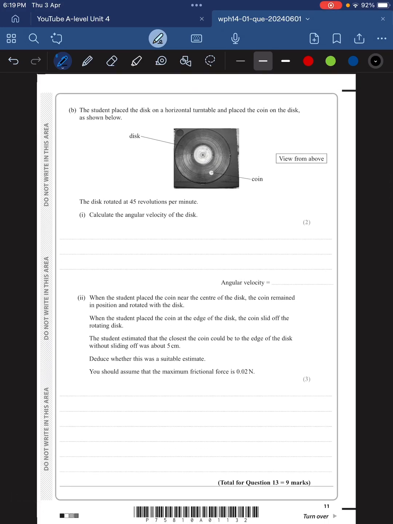Part B. The student placed the disk on a horizontal turntable and placed the coin on the disk, as shown below. The disk rotated at 45 revolutions per minute. Calculate the angular velocity of the disk. So we have 45 revs per minute, okay? So omega is 2 pi times the frequency. So 2 pi times 45 revolutions per minute, which is 45 over 60 seconds, right? So that's 4.71 radians per second. Simple.